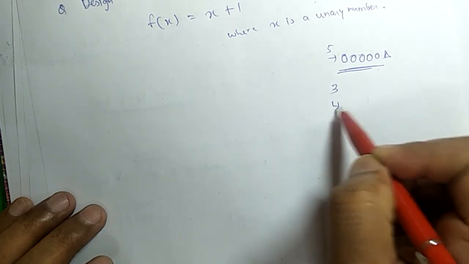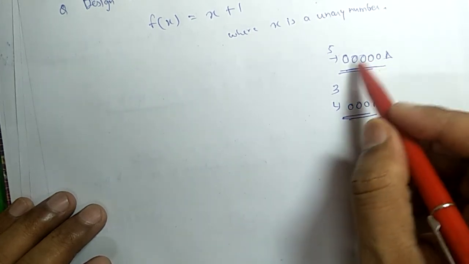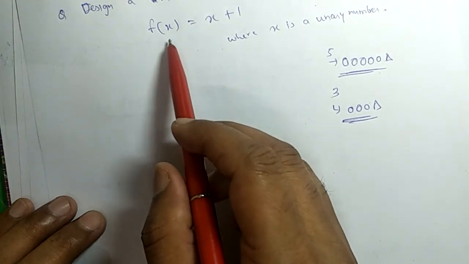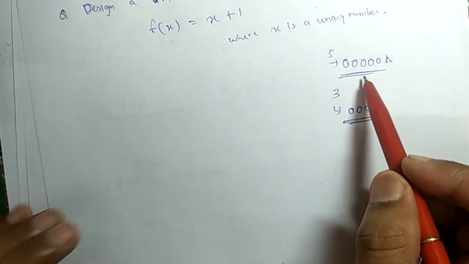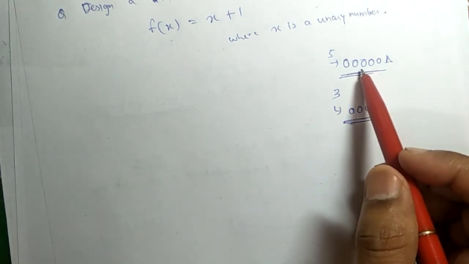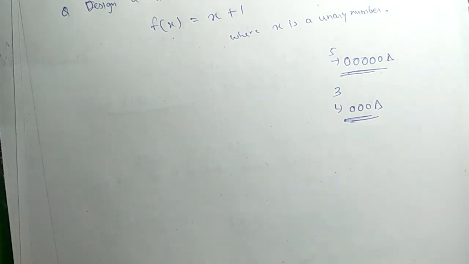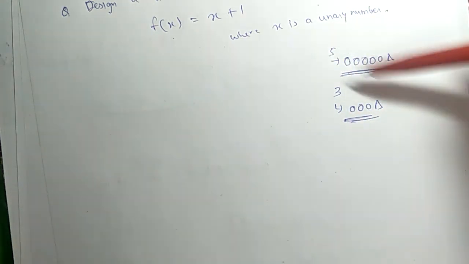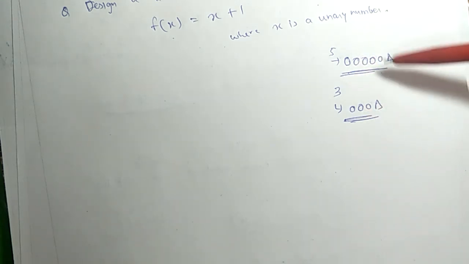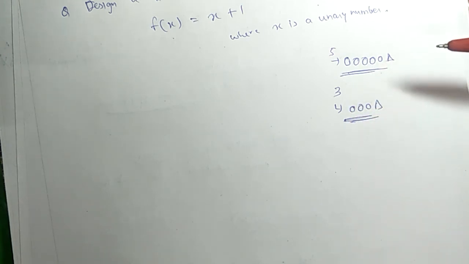If I am writing, suppose, 3, it means that we have this as input. If we have x as 5, it means that we have 5 zeros. You can use 1 in place of 0 also. You can use capital A, small a in place of 0. What it means is that you have to use only one symbol to represent a number. Here 5 zeros represent 5 and here 3 zeros represent 3.